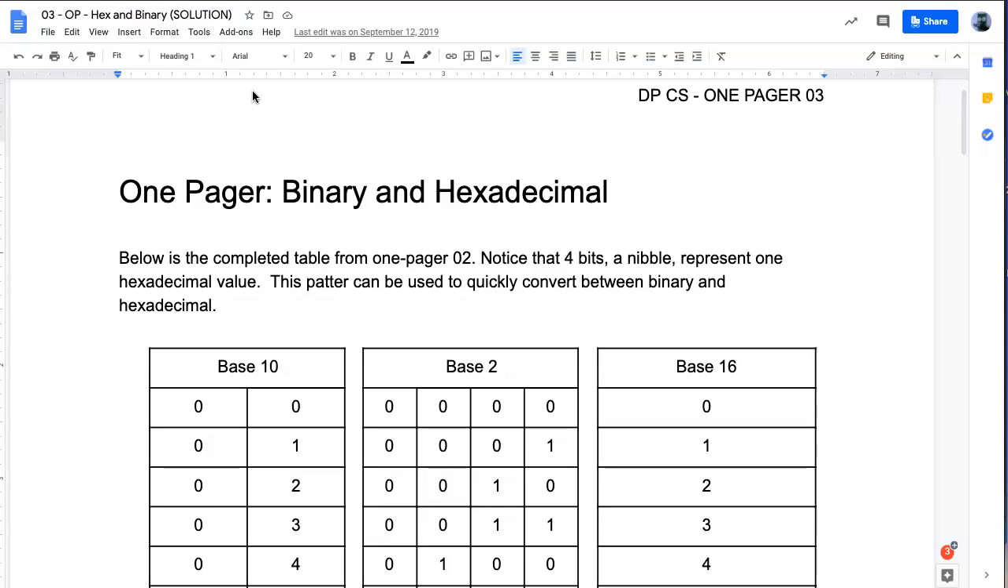binary. And I really want to stress that you should never go from binary to base 10 to hexadecimal, or hexadecimal to base 10 to binary. There's a temptation to do that because we know base 10, but it turns out there's a relationship here that you can leverage to make things really easy.